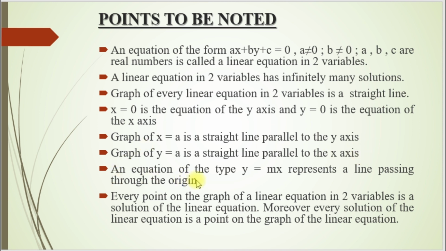An equation of the type y is equal to mx represents a line passing through the origin. Every point on the graph of a linear equation in two variables is a solution of the linear equation. Moreover, every solution of the linear equation is a point on the graph of the linear equation. The equation y is equal to mx plus c represents a line not passing through the origin. That point also you have to note.